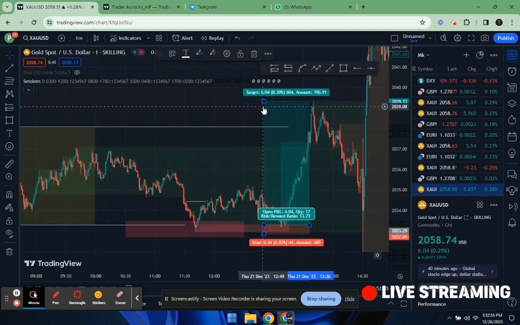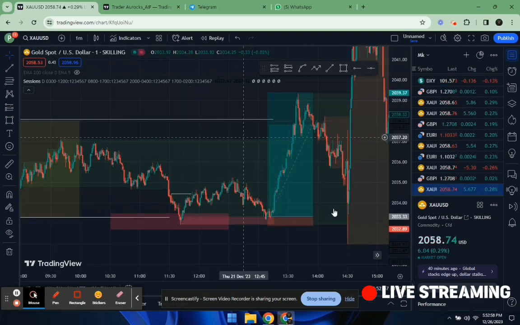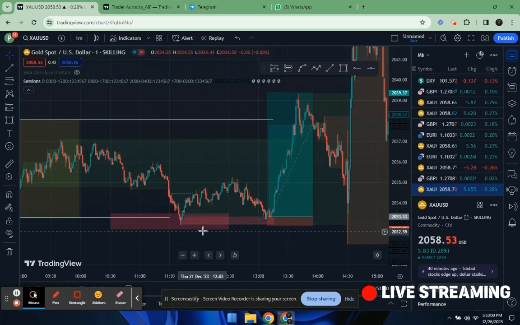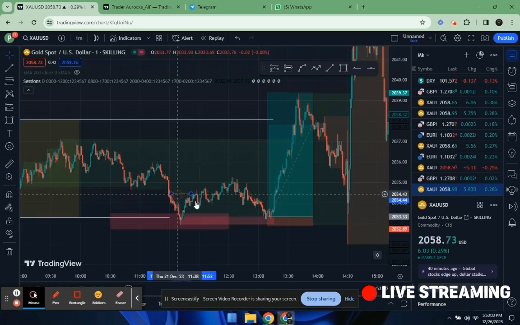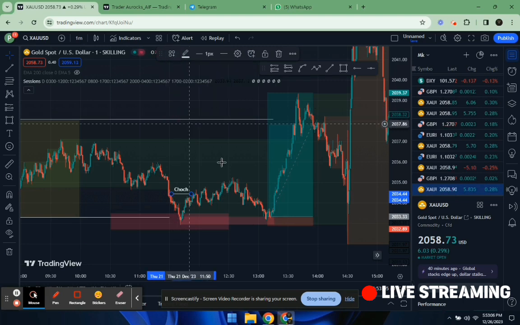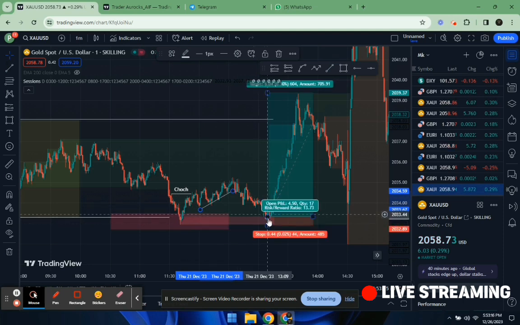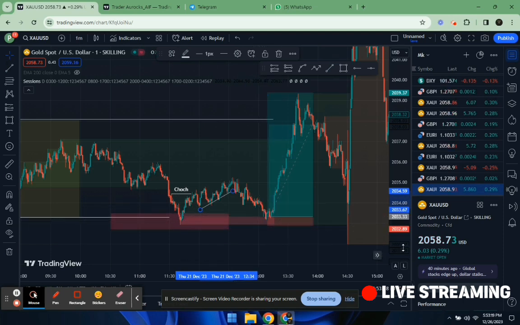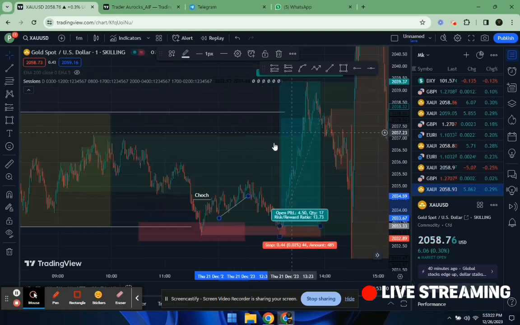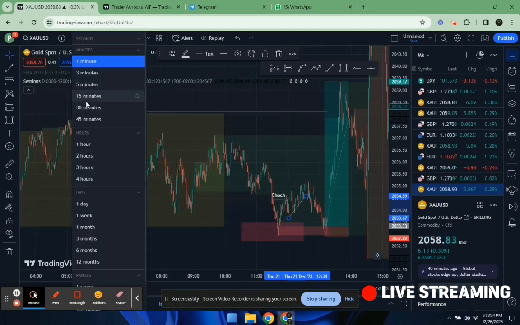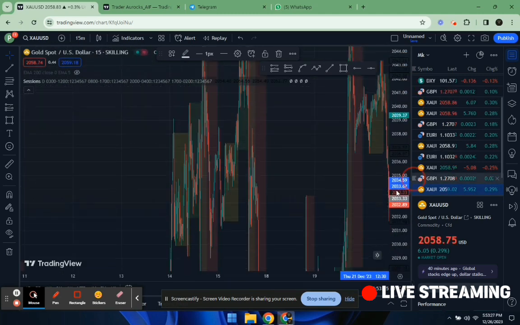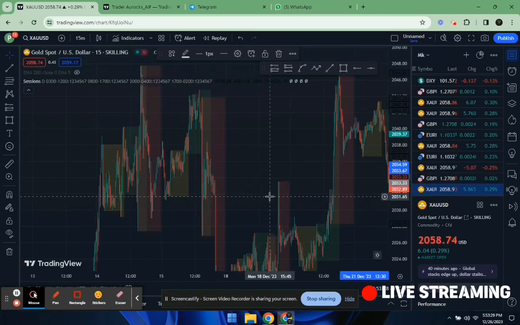So you can see how this setup just played out perfectly. After a change of character, which was over here, the normal confirmations you wait for, it comes down, it takes out trend line liquidity. So all these lows, it takes all of them out and comes back to tap into the order block. You would have set your order here, and then boom, price shot up massively. So let's go back to 15 minutes to find more examples and see more criteria.